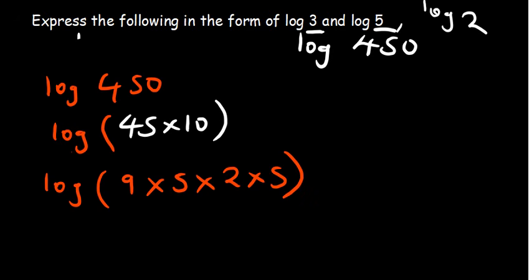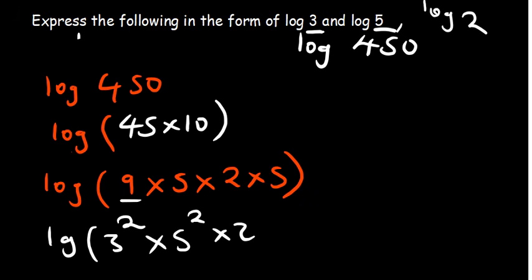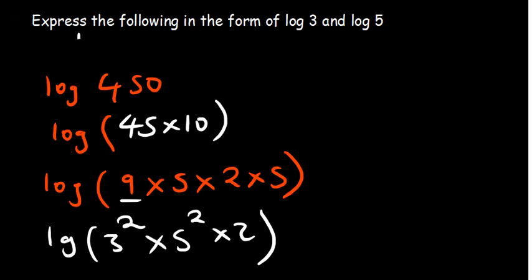So we also know that log 9, so we have 9 there. 9 is the same as what? 3 by 3. Or the other way that we can show it is, let's make it simple, 3 to the power 2. Then multiply by 5. So we have 2 5s as well, so it's 5 squared by 2. Okay, so from that stage, what can we do? Not forgetting log 2 there.